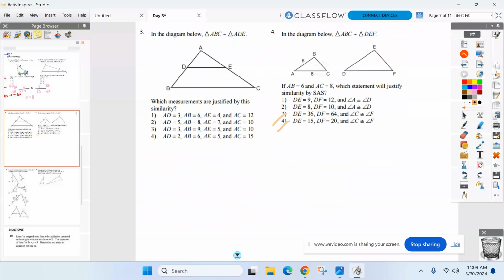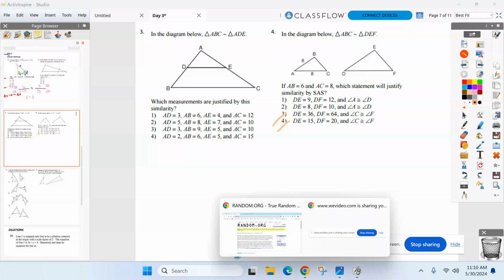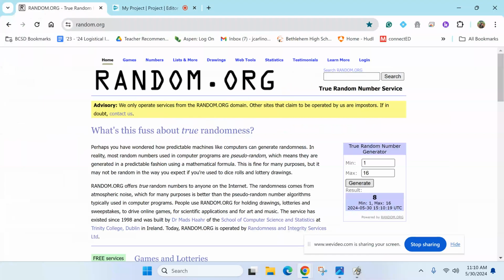is it 9 and 12 or 8 and 10 going to be in the same ratio as my 6 and 8? So I'll let you guys test that out. What combination, 9 and 12 or 8 and 10, will have corresponding sides in the same ratio? And which pair up here lands in the same ratio up here?